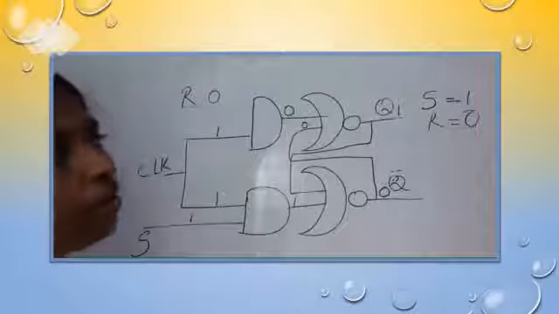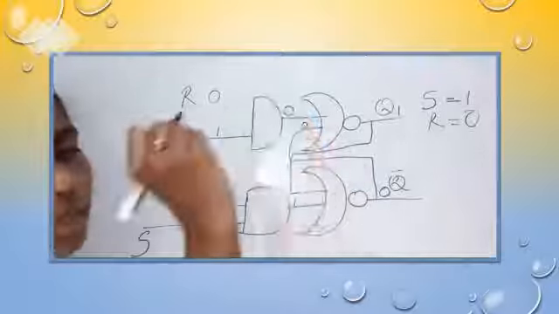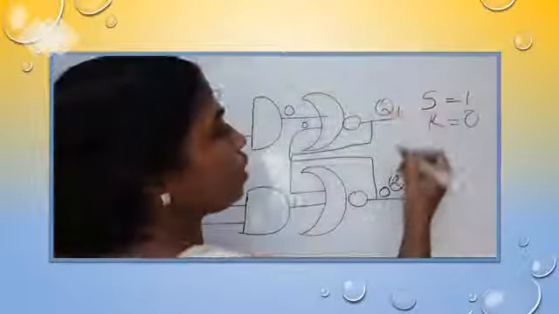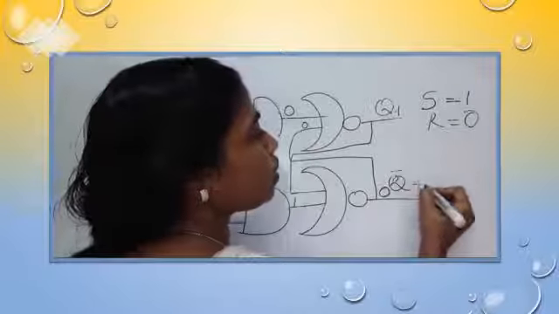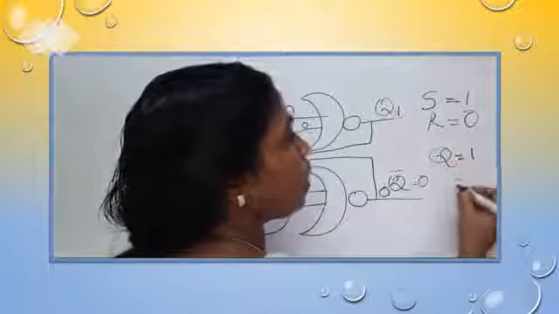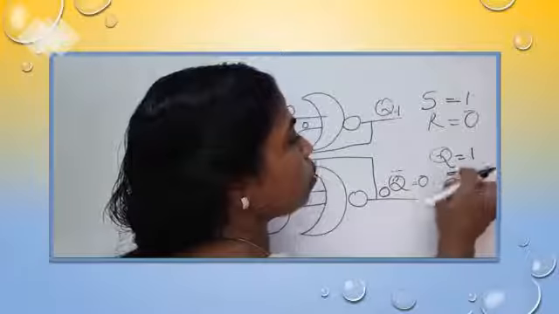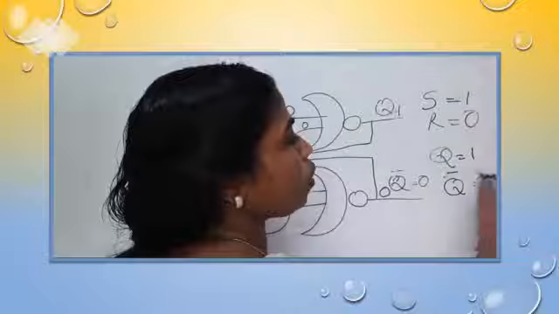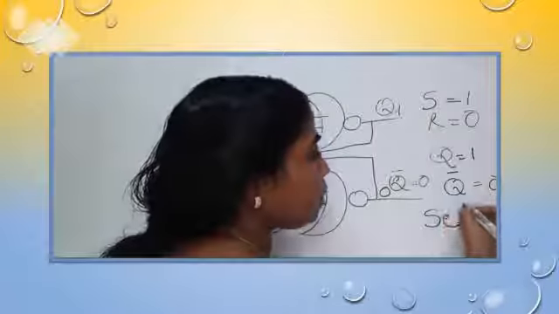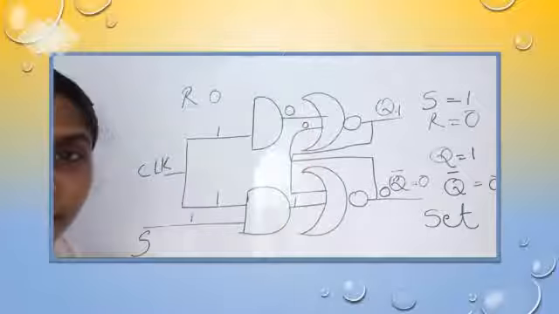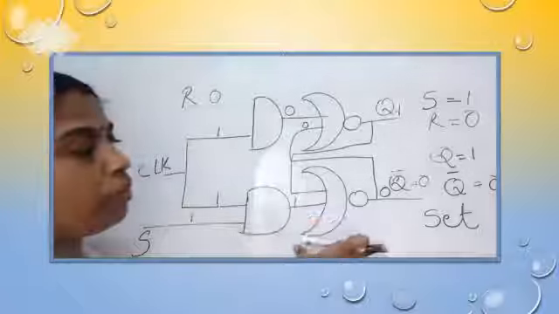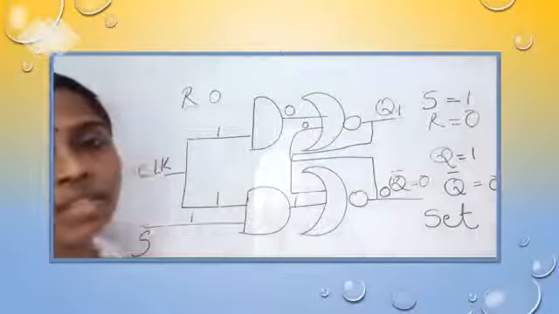Okay. If the value of S is equal to 1 and R is equal to 0, what will be the value of Q? Q is equal to 1 and Q dash is equal to 0. That means it is in the set state. Clear? Q is equal to 1 and Q dash equal to 0 means the flip-flop is in set state.